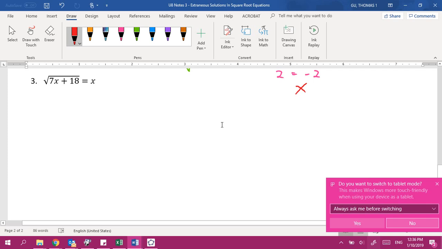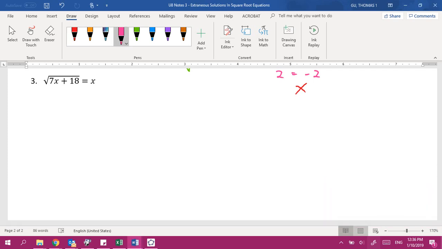All right, so what do we do first if we're trying to solve this by hand? Square both sides, and what does that give you? 7x plus 18 equals x squared. That's right. What do we do next? Subtract 18 and also 7x, which is going to leave 0 on the other side. Remember, we want to set it equal to 0 so we can factor. So we have 0 equals x squared.